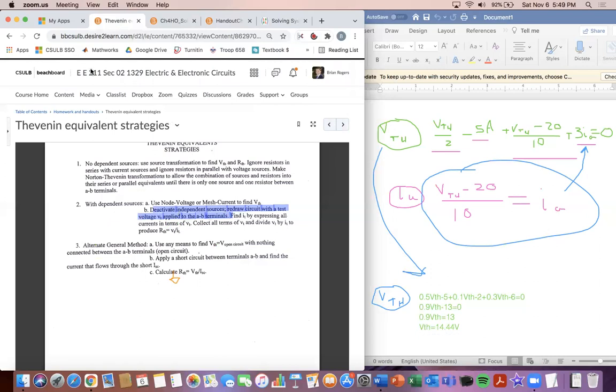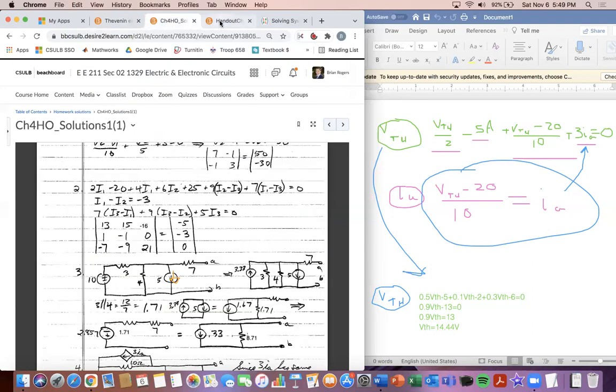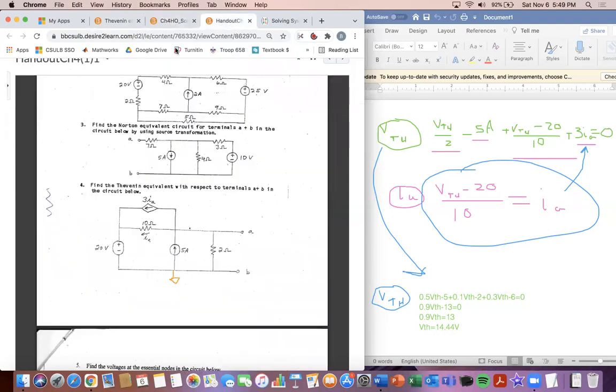Now we have to deactivate the independent sources and redraw the circuit with a test voltage, then find the current from the test voltage and solve for that, because R Thevenin is equal to the test voltage divided by the test current. This was a little tricky at first for me to understand, so I'm going to try to make this simple. So deactivate all independent sources. When you deactivate a voltage source, it becomes a short circuit. So it's just going to look like this.